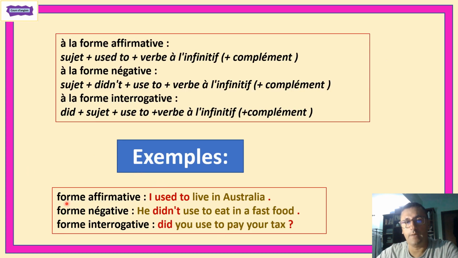Exemple, la forme affirmative : I used to live in Australia. Forme négative : He didn't use to eat in a fast food. Forme interrogative, là où on pose la question : Did you use to pay your tax?